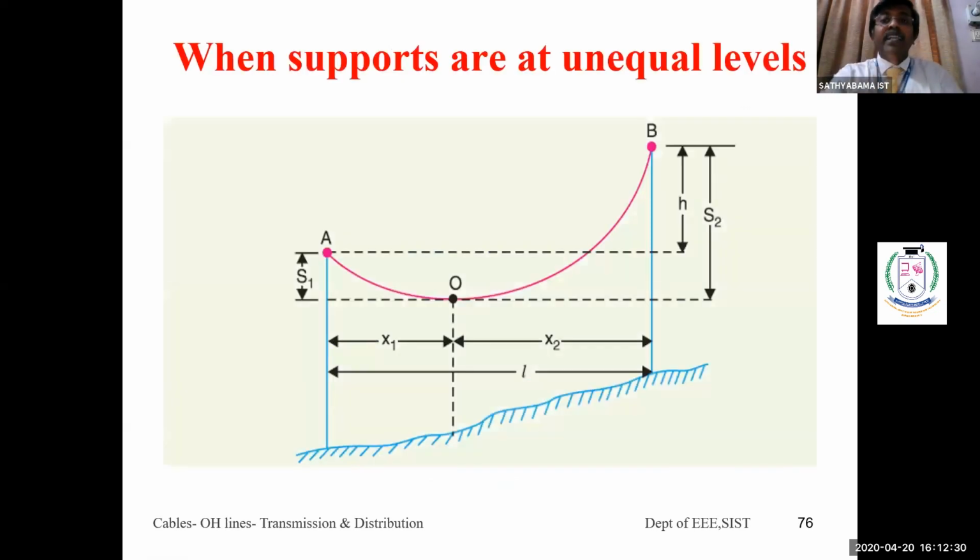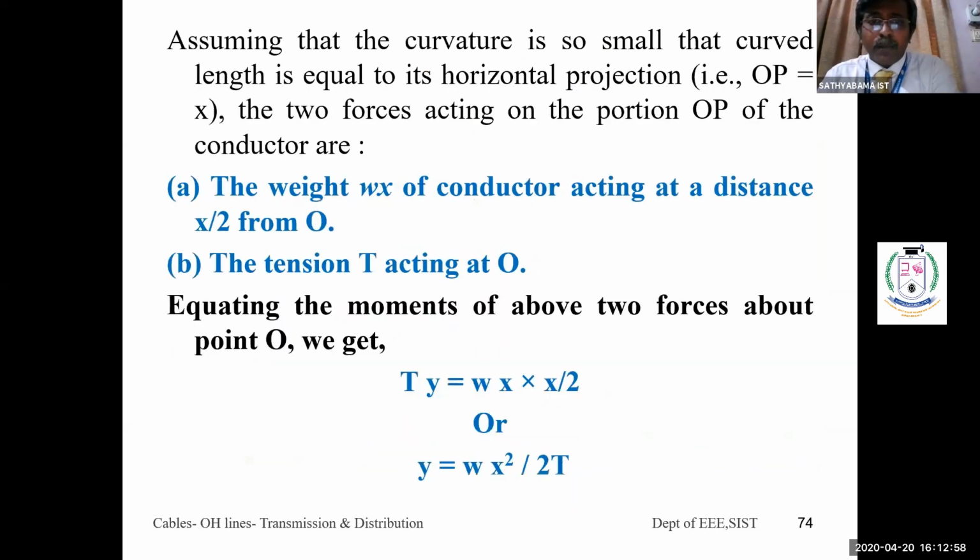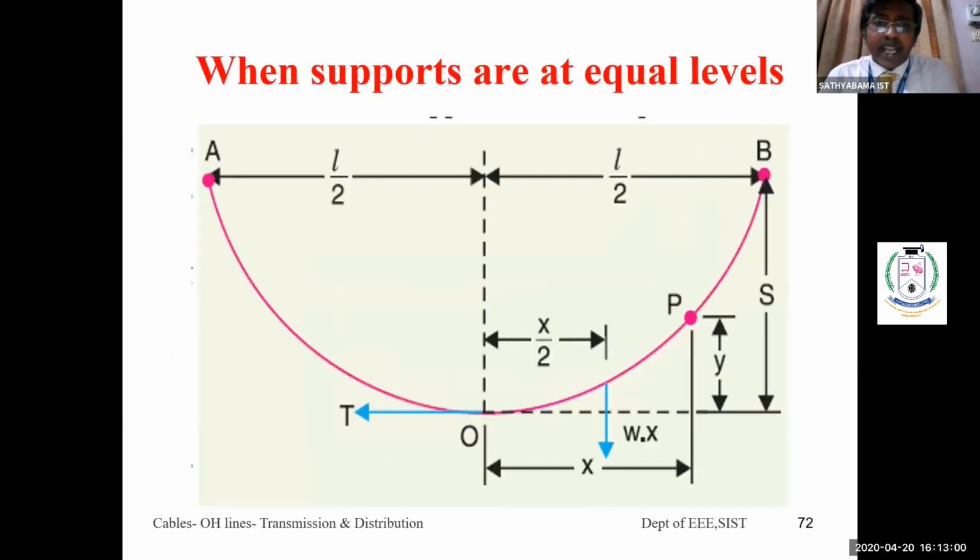Next we will see unequal levels. From this diagram you can easily identify it. It occurs only in hilly stations and mountains, because one pole has to be kept lower and the other one higher. So unequal levels are applicable only to hilly stations. It is very difficult to identify the sag there, because in the equal level, please see the diagram, we can easily identify that the sag is in between A and B.